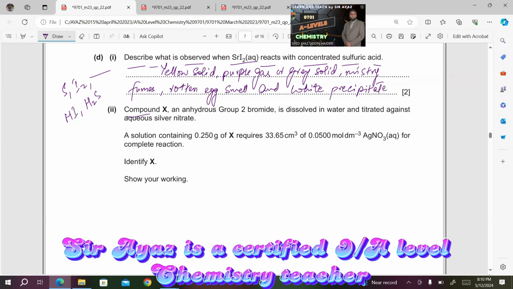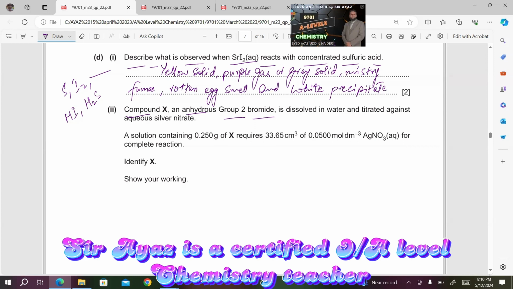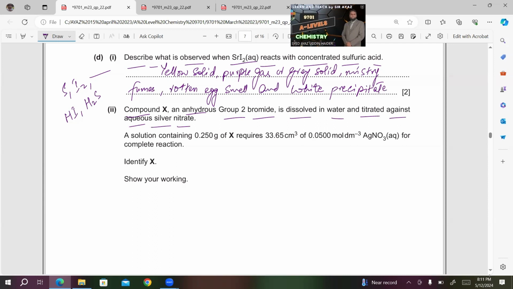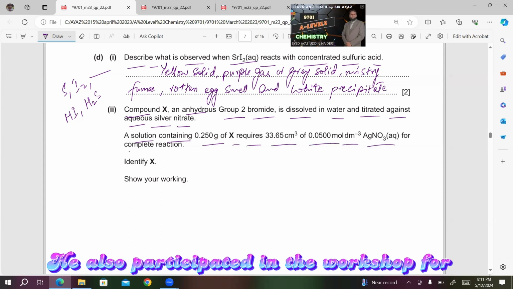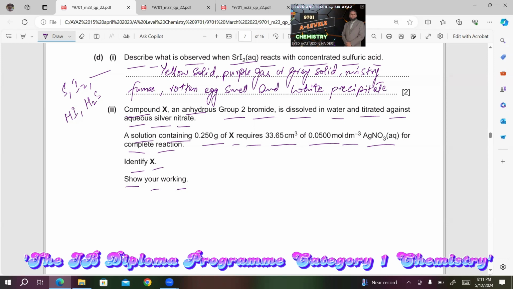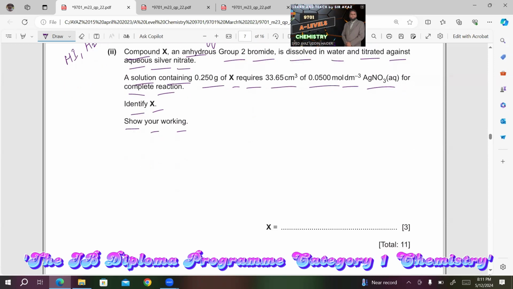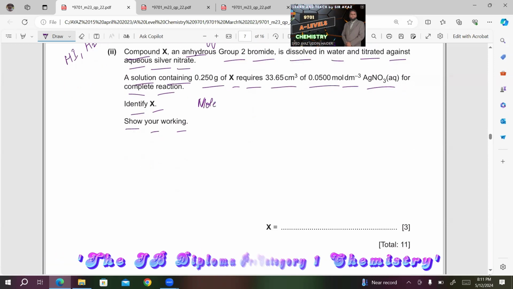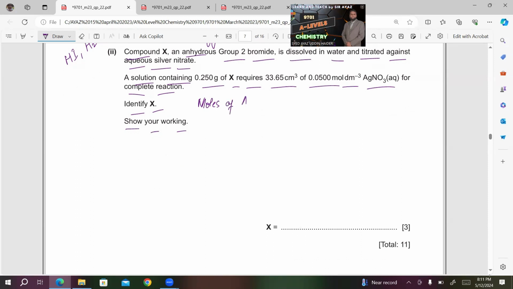Compound X, an anhydrous group 2 bromide, is dissolved in water and titrated against aqueous silver nitrate. A solution containing 0.250 gram of X requires 33.65 cm³ of 0.05 mol per dm³ AgNO3 aqueous for complete reaction. Identify X. Show your working. So first of all, we need to calculate the moles of AgNO3 from the data provided.